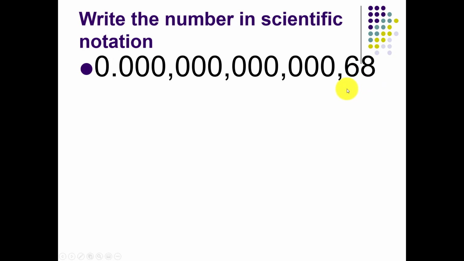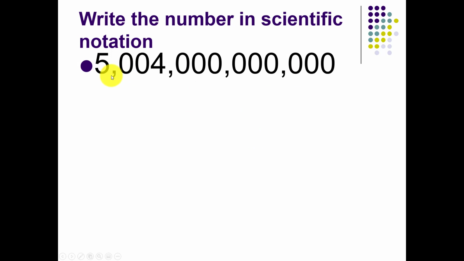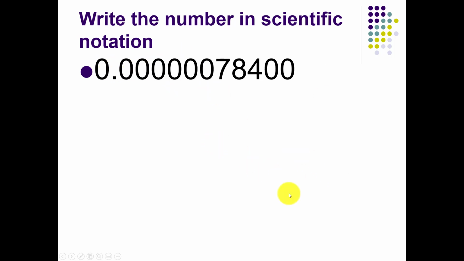Remember, when you move to the right, the exponent goes down or is negative. Here, it's going to go here, and then you start back here. 1, 2, 3, 4, 5, 6, 7, 8, 9, 10, 11, 12. Okay, and then it's going to be 5.004 times 10 to the 12th, and I can throw those zeros away. Here, the number is going to go here, and so this will be 1, 2, 3, 4, 5, 6, 7. So it'd be 7.84 times 10 to the negative 7th.